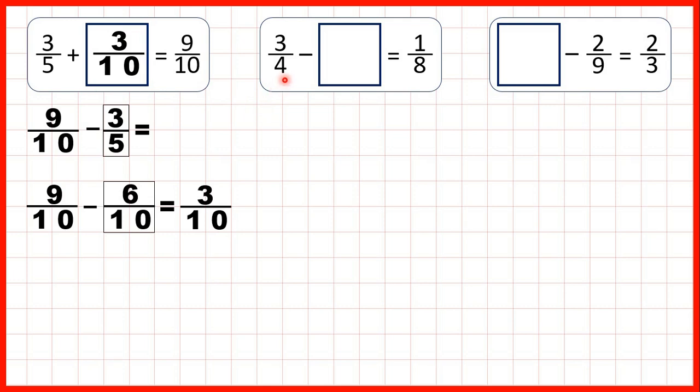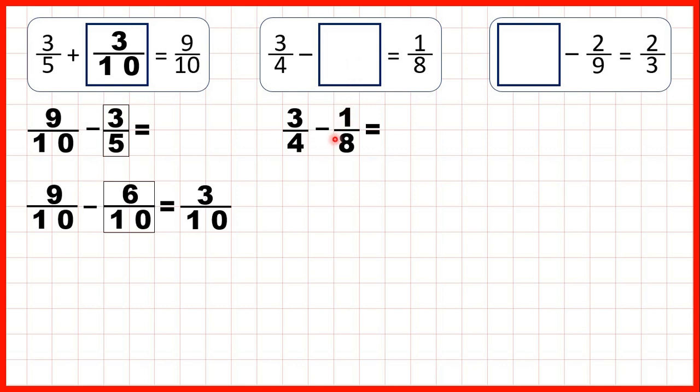Now 3/4 minus what equals 1/8. So here it's the second number of the subtraction, or the subtrahend, that's missing. And when we have a missing subtrahend, when it's the second number that's missing, we still use subtraction to find our missing number. So we need to work out 3/4 minus 1/8 to find our missing number.